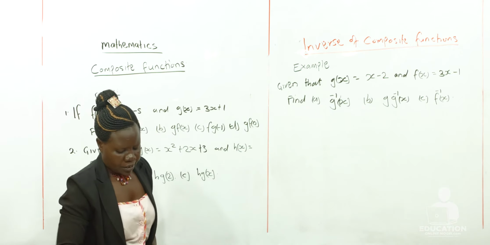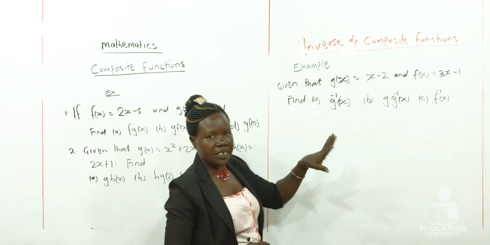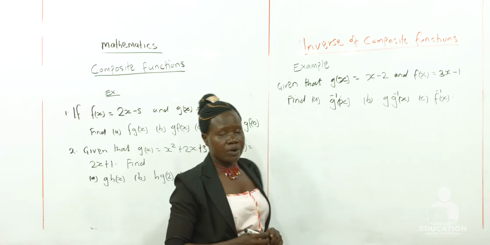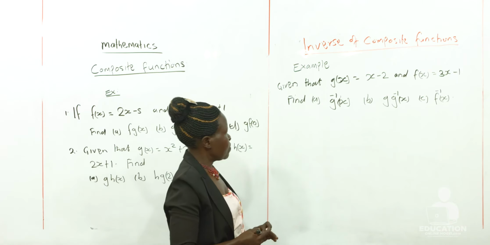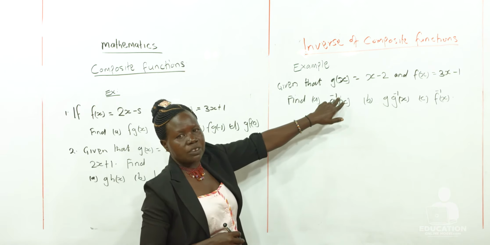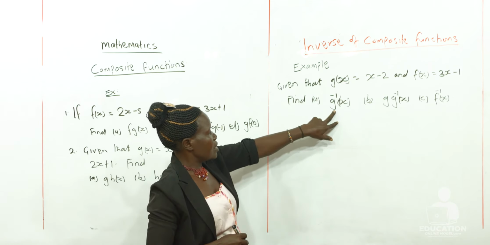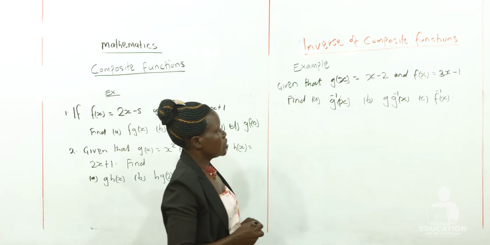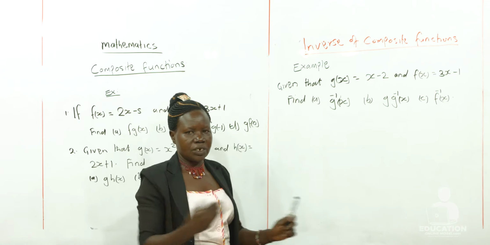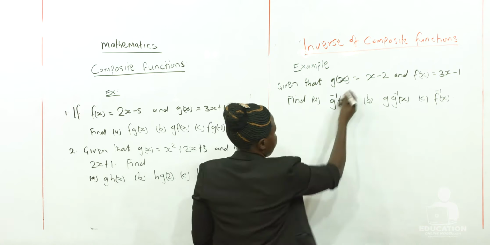So if we are asked to find the inverse, remember we said the symbol of inverse is a variable raised to negative 1. So automatically, even if they don't write the word inverse, once you see this in functions, just know that this is the inverse of a function. So part A, they are asking us to find the inverse of g. We said the inverse simply means to interchange, or the opposite.